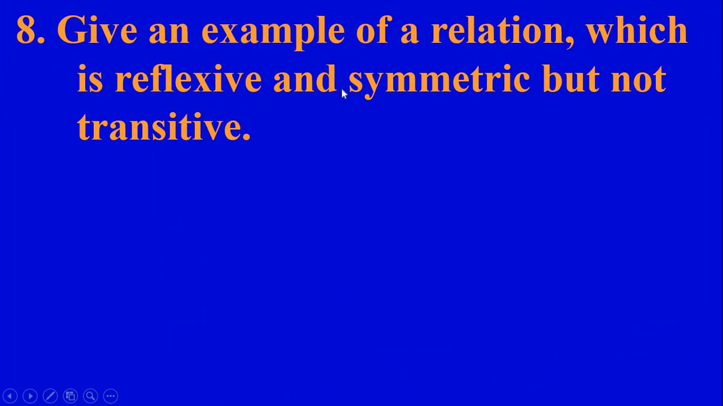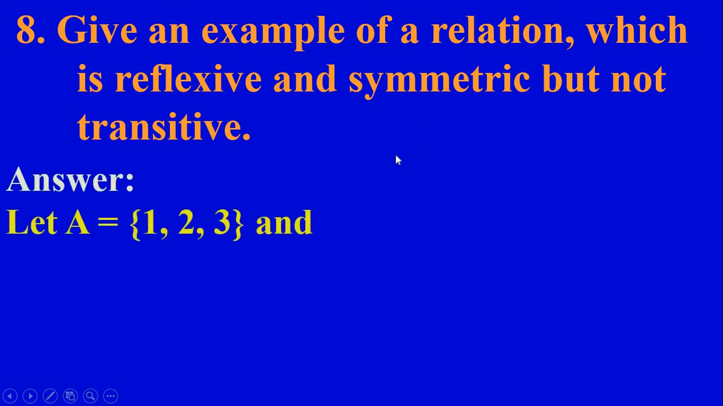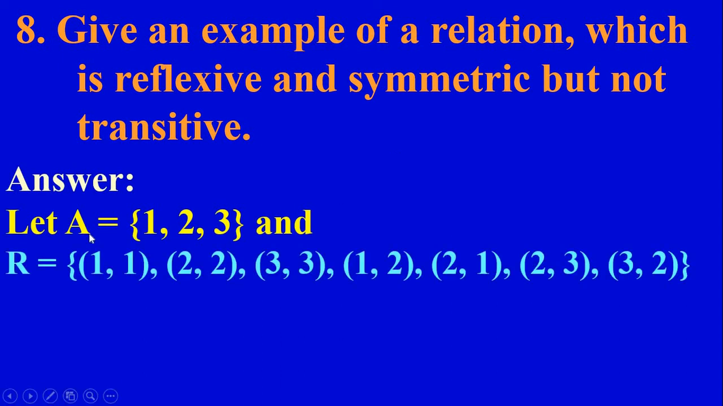Next question, give an example of a relation which is reflexive and symmetric but not transitive. If we are not having any example, directly we can give one set and define some relation in it. So we write one set A = {1, 2, 3} and take one relation R = {(1,1), (2,2), (3,3), (1,2), (2,1), (2,3), (3,2)}.